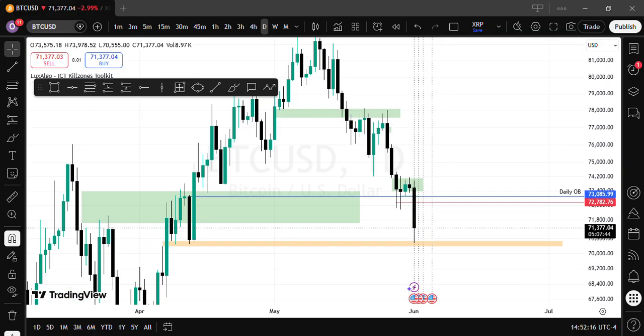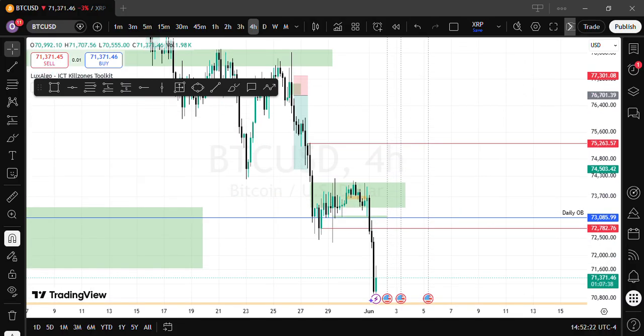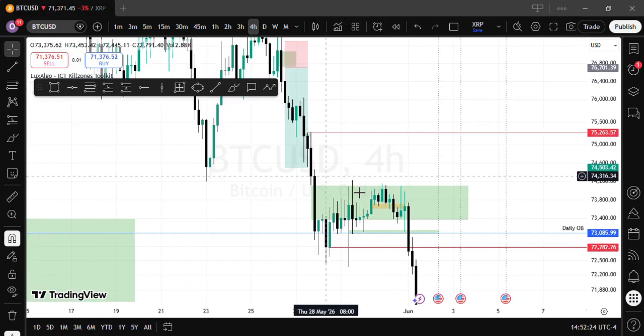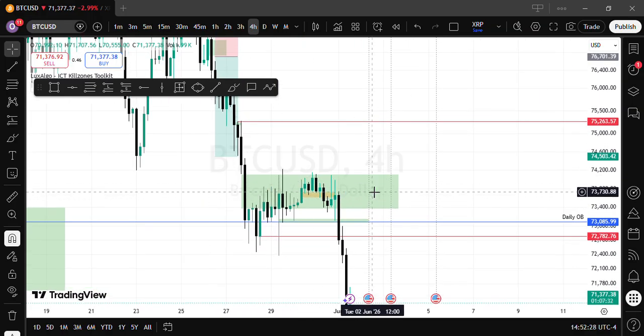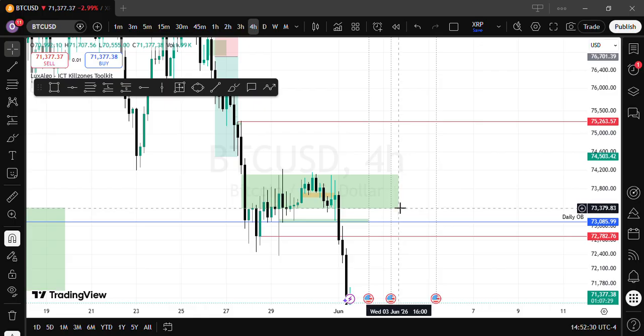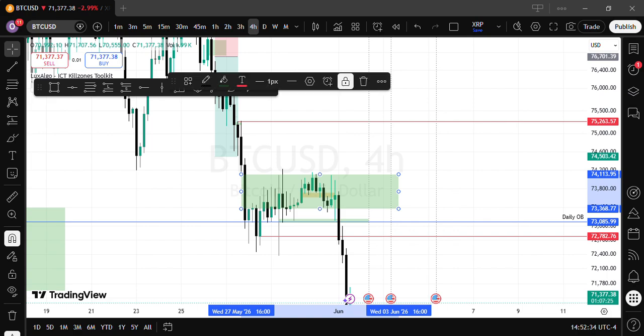Okay, let me see. Okay, so I've covered the daily. Now what I was looking at on the 4 hours, I was looking at this fair value gap also on the 4 hours, this particular one. Now, why is it not selecting? Okay, it's locked. Let me unlock it.